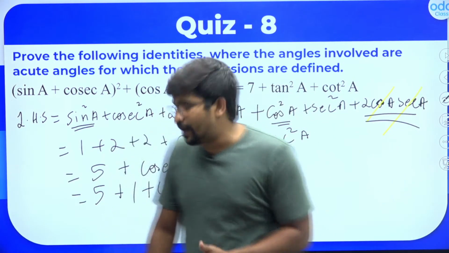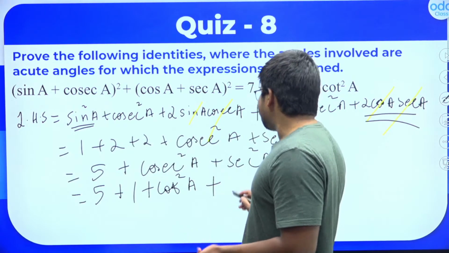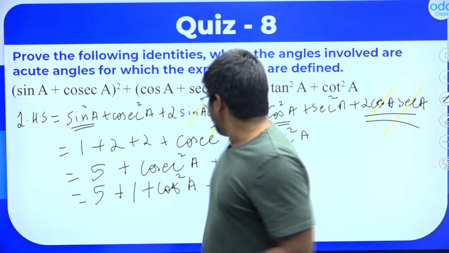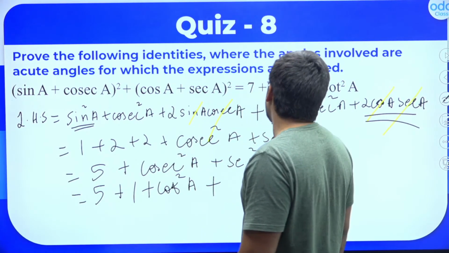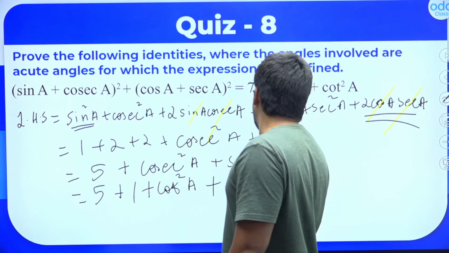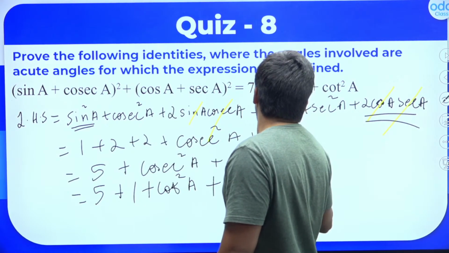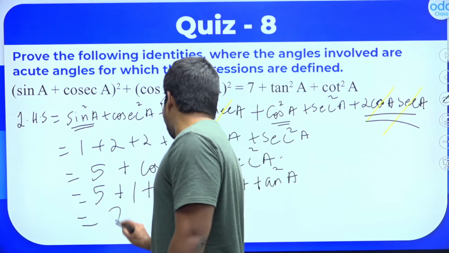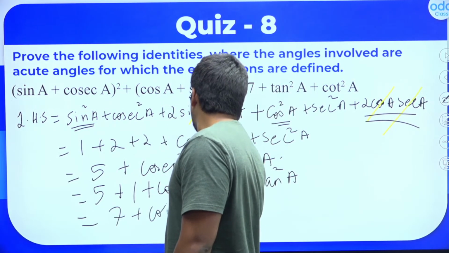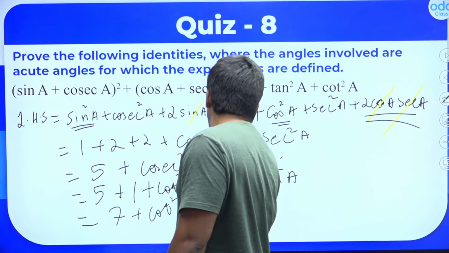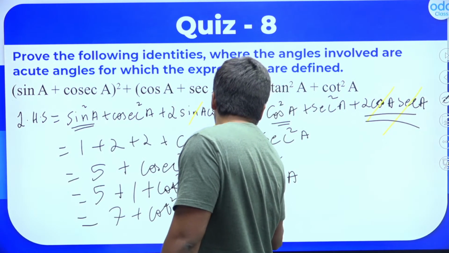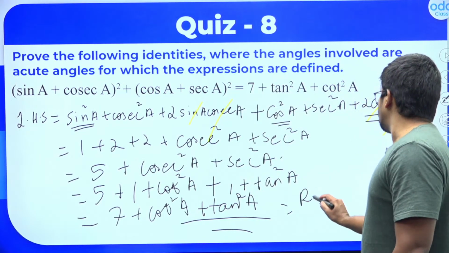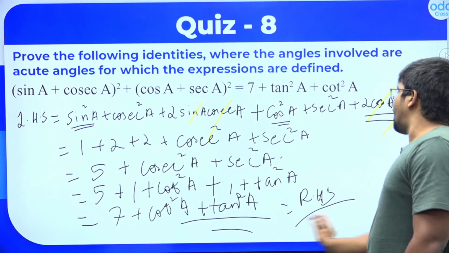So cosec square A is 1 plus cot square A, plus sec square A again. You know that sec square A minus tan square A is 1, so sec square A can be written as 1 plus tan square A. Fair enough? So this is equal to 5 plus 1 plus 1, which is 7, plus cot square A plus tan square A. This is equal to RHS, so LHS is equal to RHS.